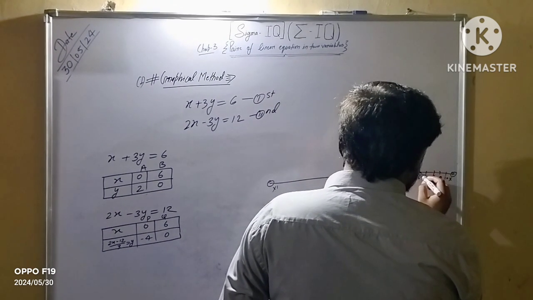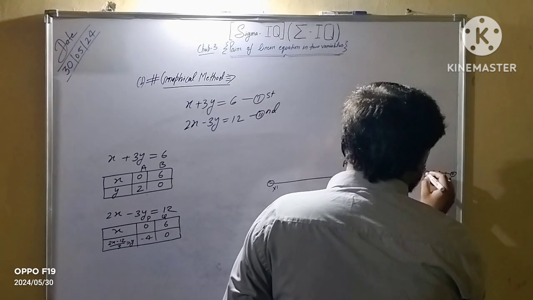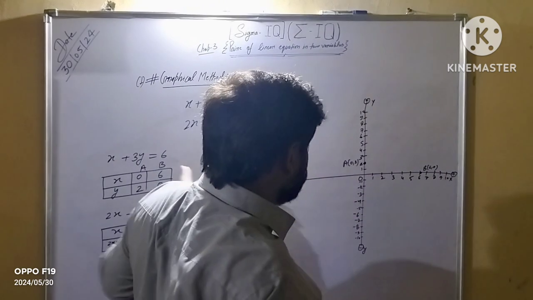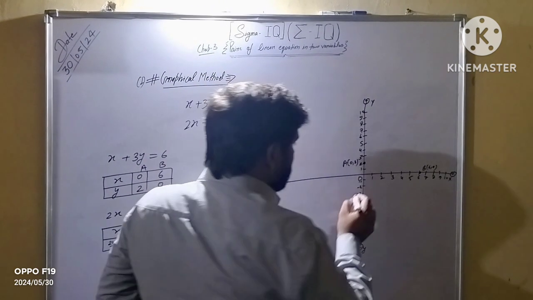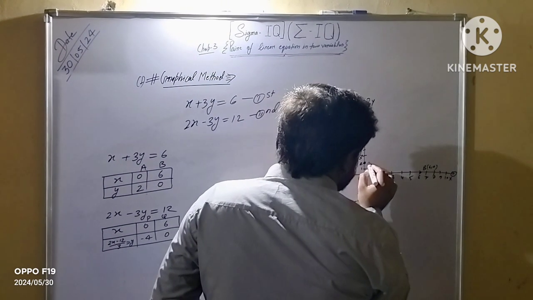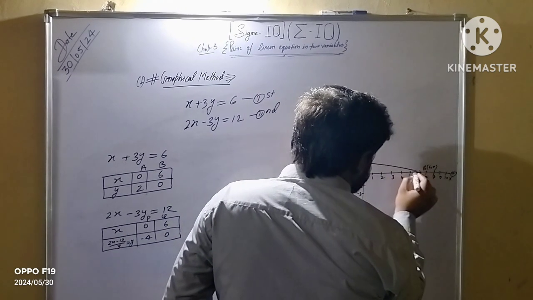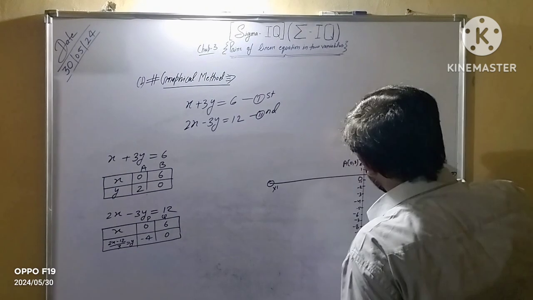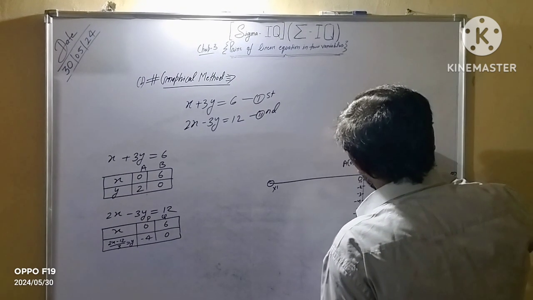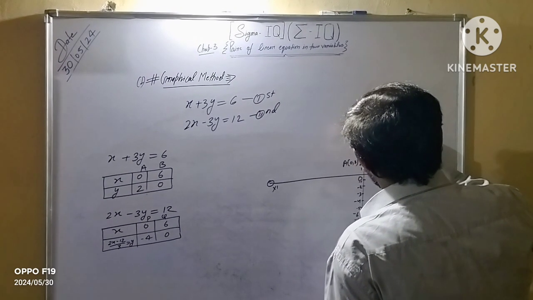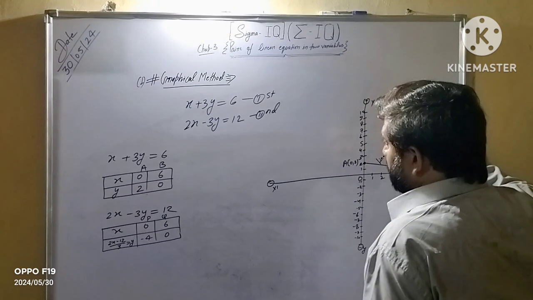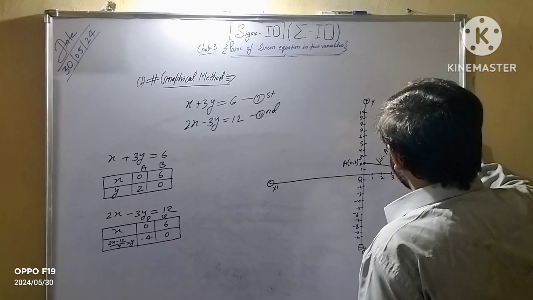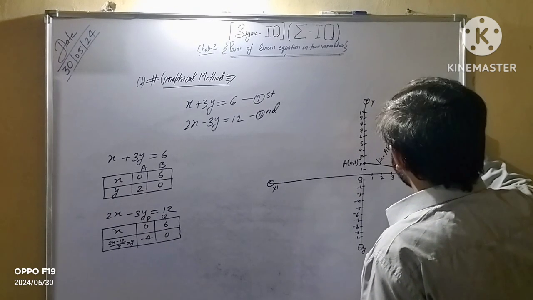y equal to 0, 6, 0. In order to plot the graph of this equation, we have to join both points. So join point A and point B. This is the graph of line AB, x plus 3y equal to 6.